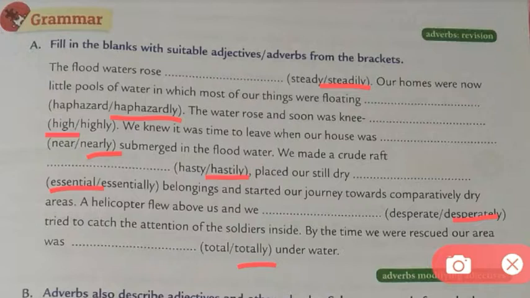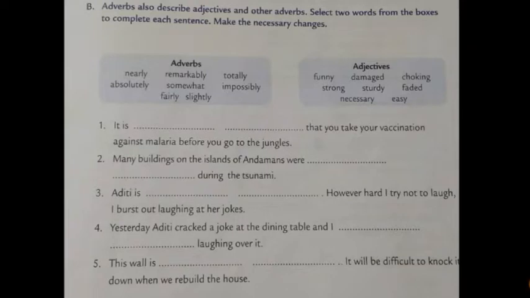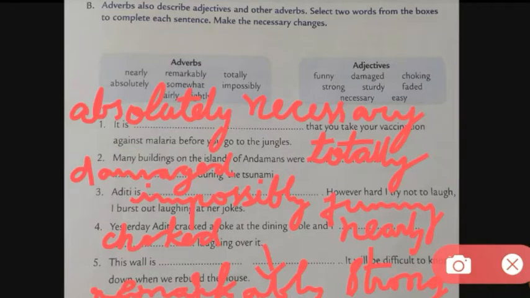Shall we do another exercise? Do this exercise now. Here, you have to fill the adjectives and also the adverbs which modify the adjectives. Check the answers now. First answer is absolutely necessary. Second one, totally damaged. Third one, impossibly funny. Fourth one, nearly choked. Fifth one, remarkably strong.